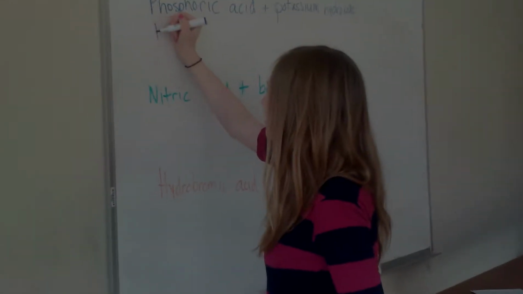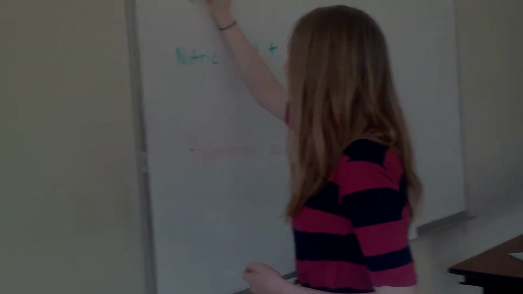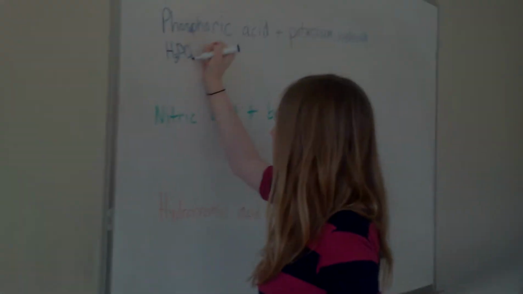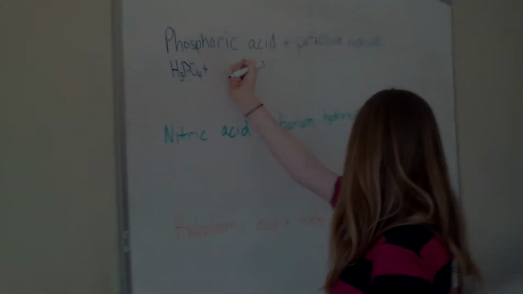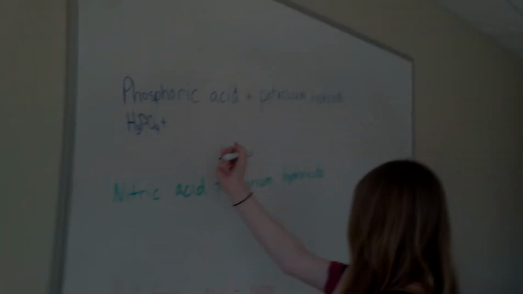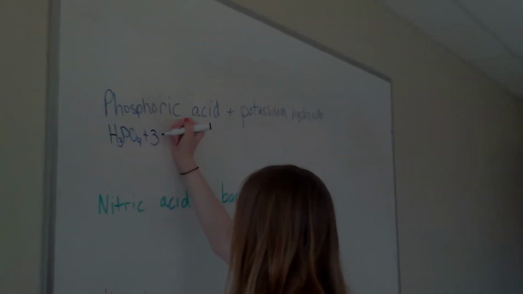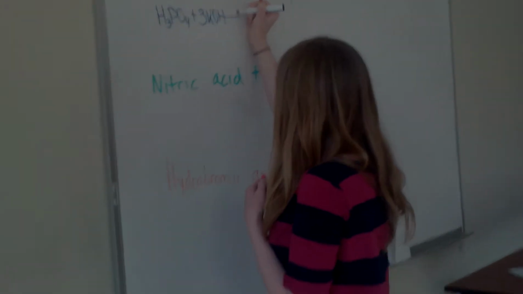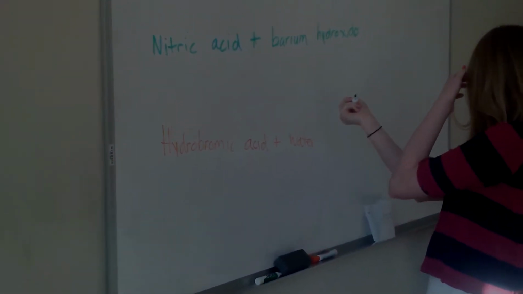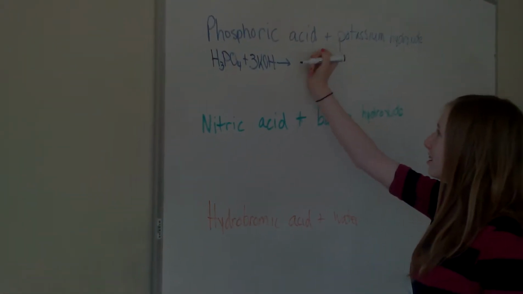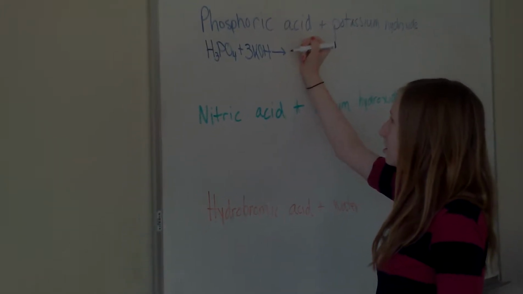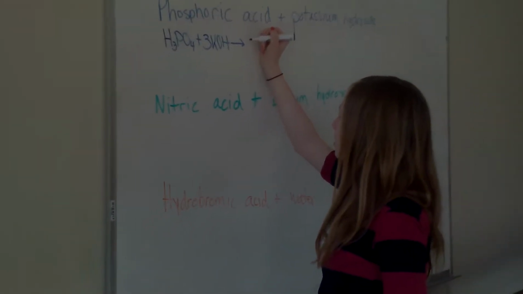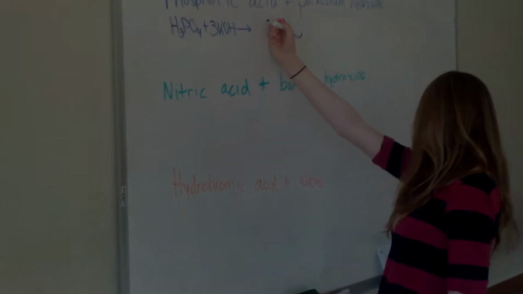Hey everybody, Anna and I are working through some balancing chemical equations. So we are first looking at balancing the equation between phosphoric acid and potassium hydroxide. So Anna has written phosphoric acid, which you should memorize, is H3PO4, and she also knows that potassium hydroxide is KOH. Then she's going to write the two products.